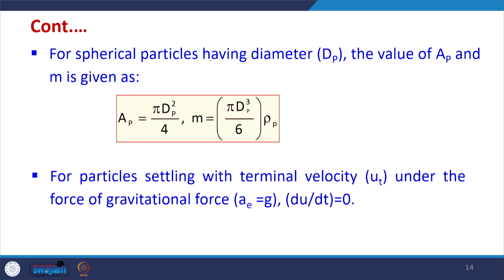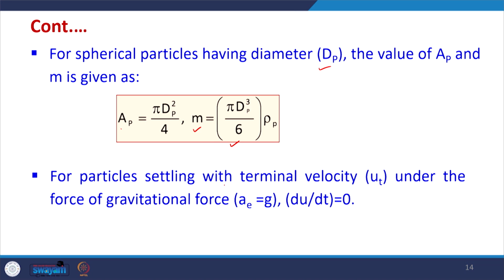Now, for spherical particles having diameter d p, the values of A p and m can be given as follows: A p is equal to pi d p square by 4, this is the projected area, and mass can be calculated by using volume into density. So, that is pi d p cube by 6 into rho p. So, we can substitute A p and m using this.